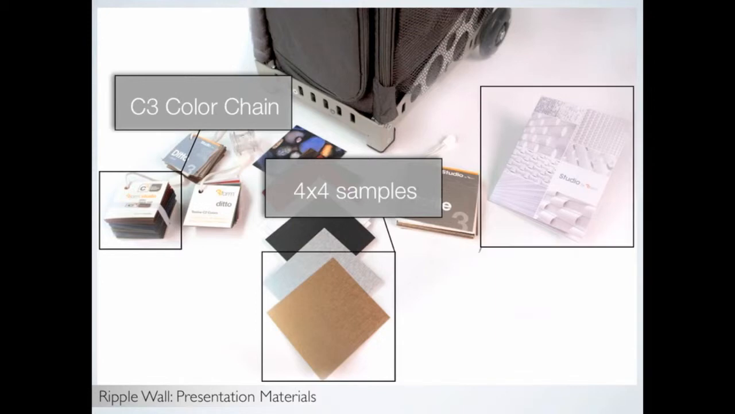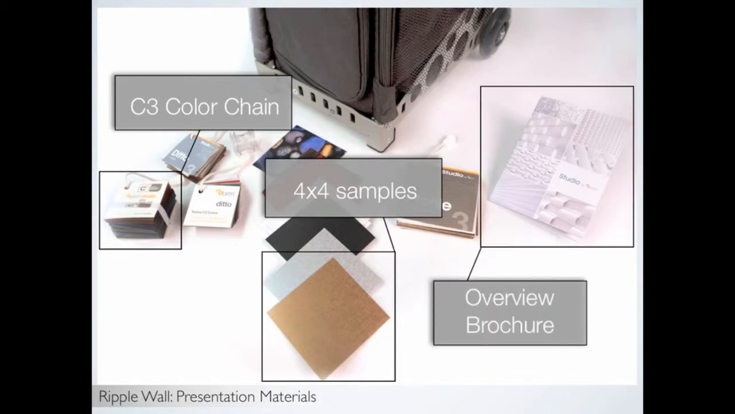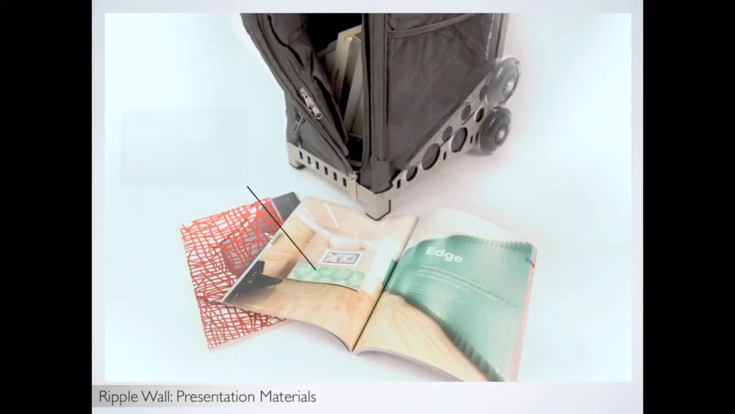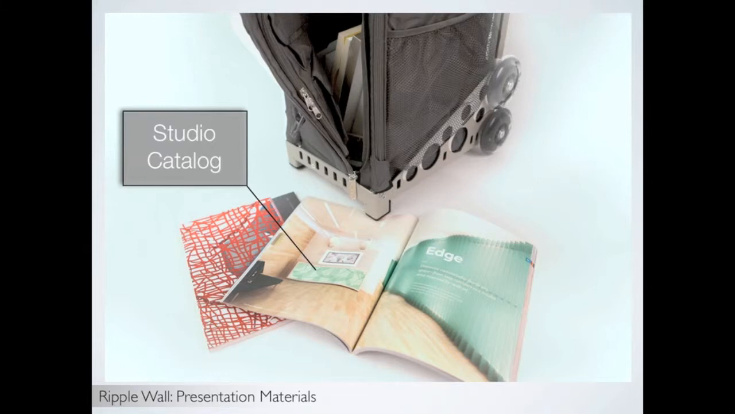You should also have the overview fold-out brochure that shows the entire studio line. This brochure is a great giveaway for each attendee at your presentation. Finally, you should have a studio catalog, which shows all of the studio offerings. Each A&D library or firm should have at least one copy of this catalog.